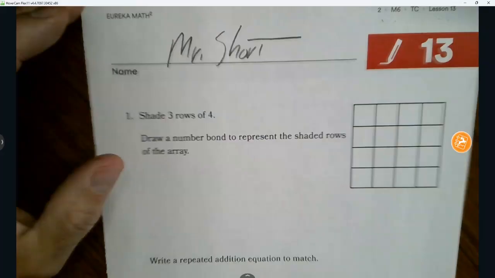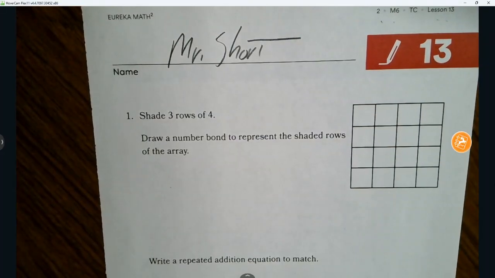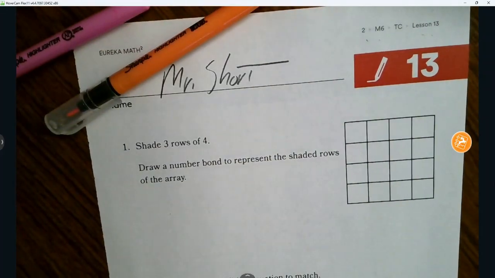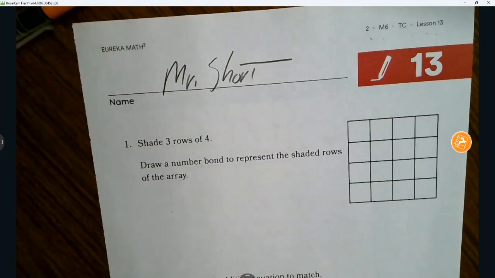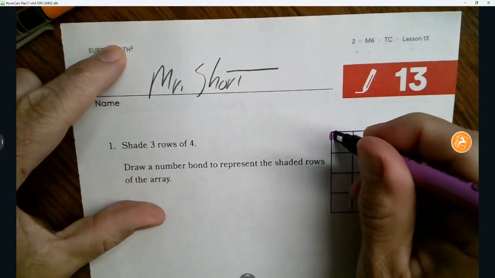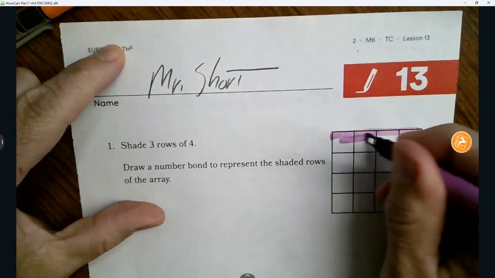All right. Shade 3 rows of 4. Yes, the highlighters get to come out again. Grab them. It says shade 3 rows of 4. Oh, so that's not all of them, because if we look, we have 4 rows. So here's 1 row of 4.